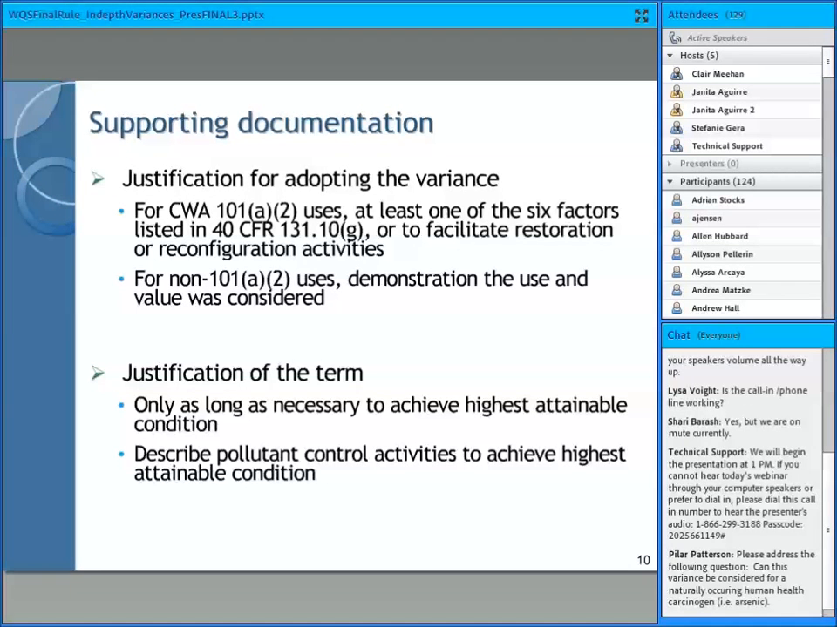The information justifying the variance term should include the information and factors that were evaluated to justify adopting the variance in the first place, as well as the pollutant control activities the state or tribe anticipates will be implemented during the variance term to achieve the highest attainable condition. This information will be used by EPA to evaluate variances submitted for review and approval, serve to inform the permitting authority when developing the enforceable terms and conditions of the permit, and as milestones that can be used to track water quality progress.